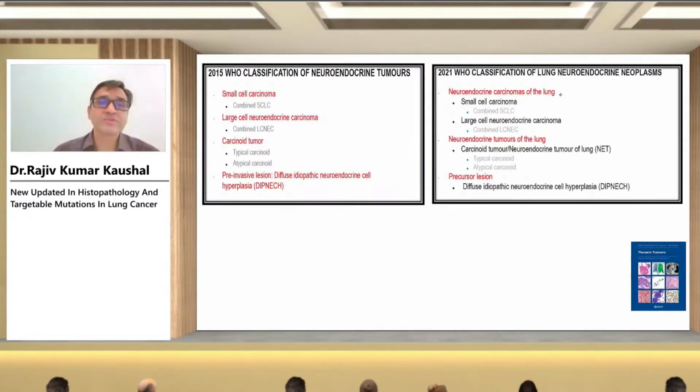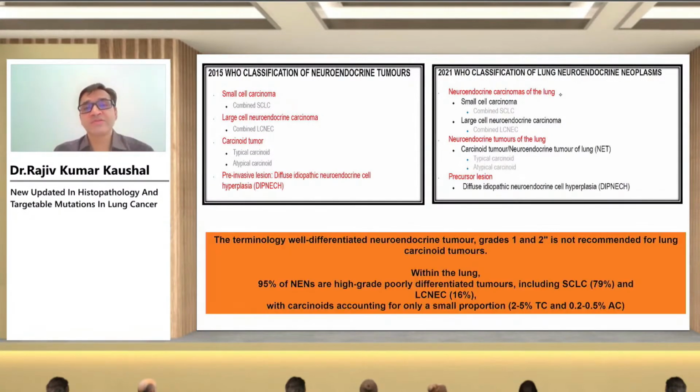The next group of tumors in the lung is neuroendocrine tumors, and largely there is no significant change in the new WHO classification for neuroendocrine tumors, but the grouping of these tumors has now become much better, because small cell and large cell neuroendocrine carcinoma are categorized as neuroendocrine carcinoma, whereas carcinoid tumors come under the category of neuroendocrine tumors.